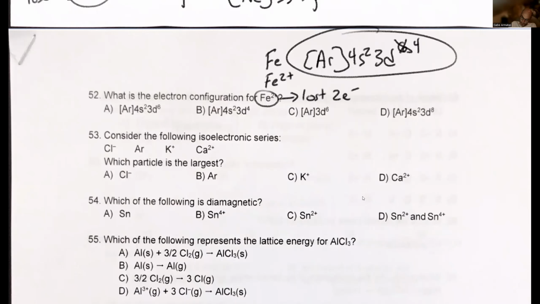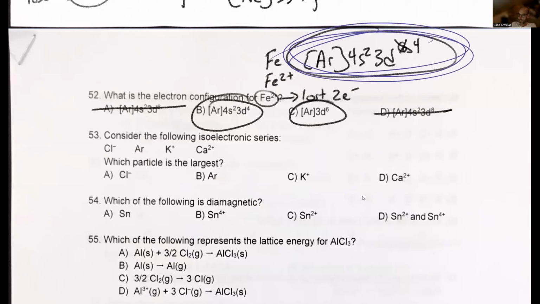4s2, 3d4. So here's the thing. It could be this one, or it could be this one, because they both have 6 electrons in the shell. Here's something to remember. This is not the actual configuration. This is the neutral one, but we actually have to rearrange this. We always should rearrange this. We always rearrange it in order of the lowest one first.